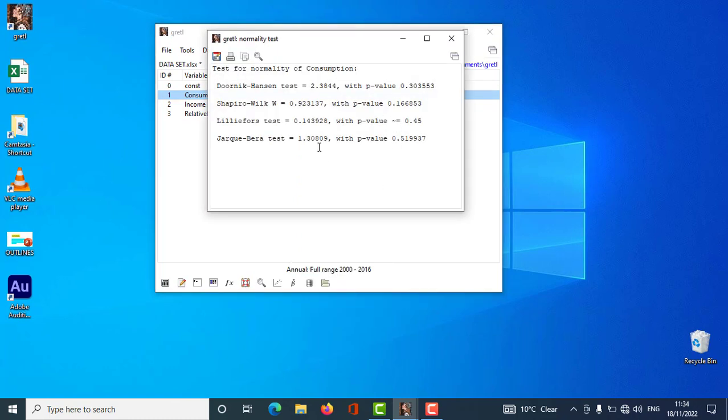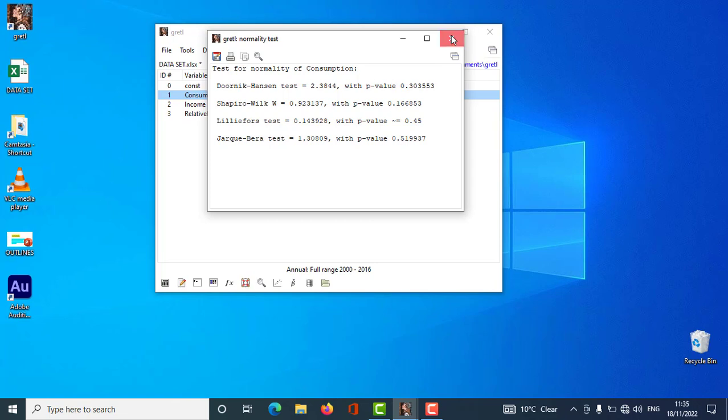These are different tests that tell us about the normality of the data. The basic concept is, if the p-value is less than 0.05 or 5%, it would mean that the data is not normally distributed. If the p-value is more than 0.05 or 5%, it would mean that data is normally distributed. Okay, so these are the three tests. However, we are more concerned with the Jarque-Bera test. Here the p-value is 0.51, which means it is more than 0.05, so it is normally distributed.